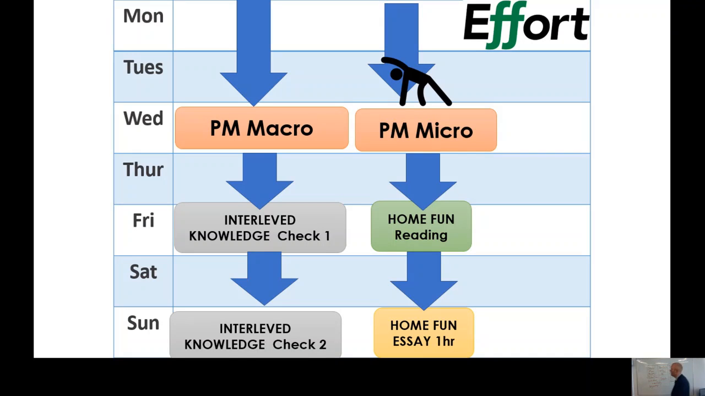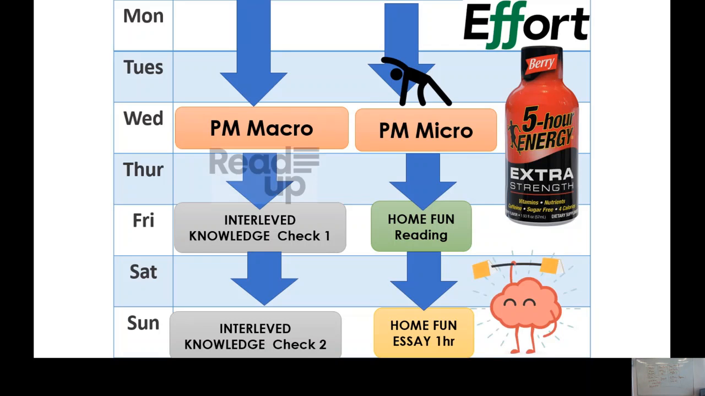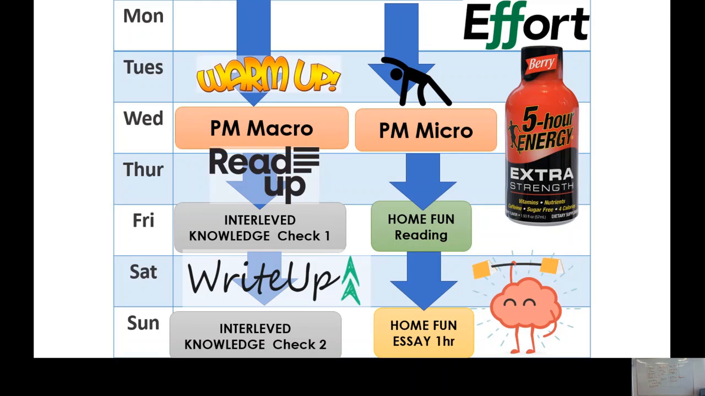So you should have your lesson on Wednesday, morning and afternoon. You should have done the first knowledge check and the reading task by the weekend. By the end of the weekend, knowledge check 2 and your essay, and then you warm up for the following lesson on Monday, Tuesday, Wednesday by reading ahead in the book, and that should give you your 5 hours of practice.